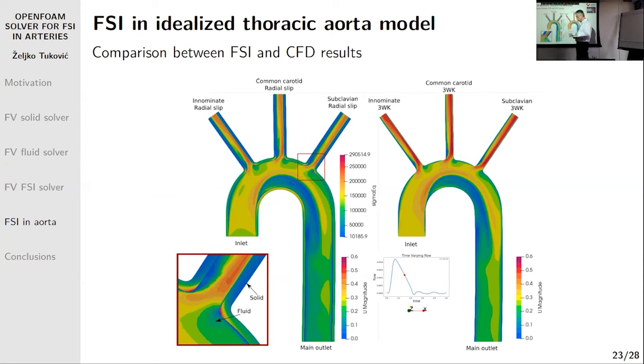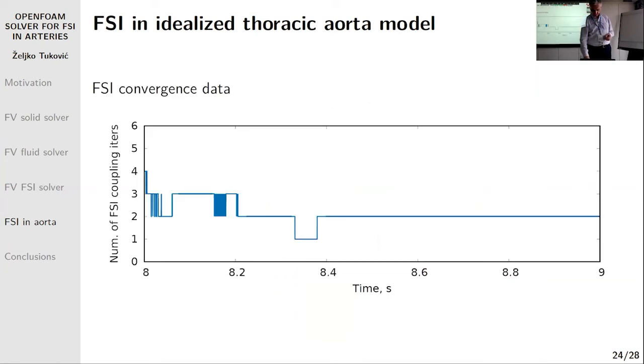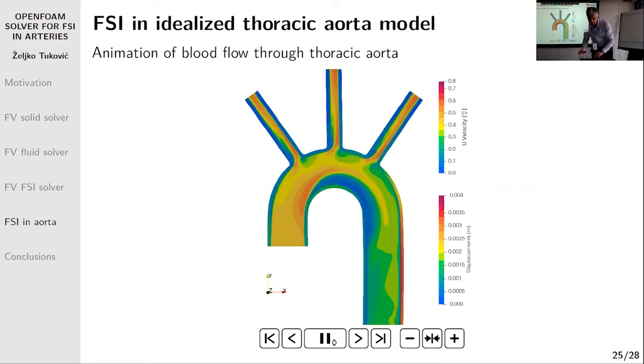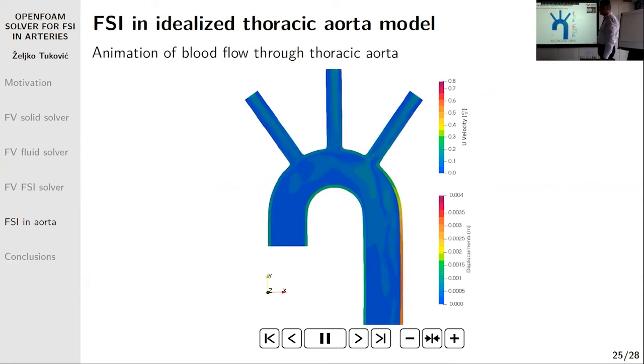We took the mesh for one, I don't know, middle position and performed only a CFD simulation to see the difference. Here you can see the efficiency: the convergence data, the number of FSI coupling iterations during one heart cycle. This is the 9th heart cycle. And you can see that during the largest part of the cycle, the number of iterations was 2. 2 was enough. Here you can see the animation.